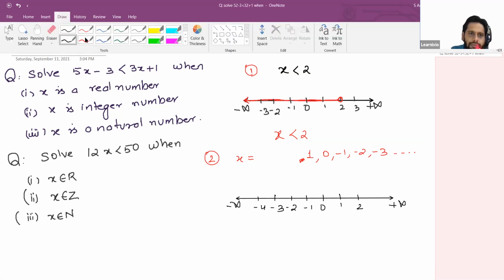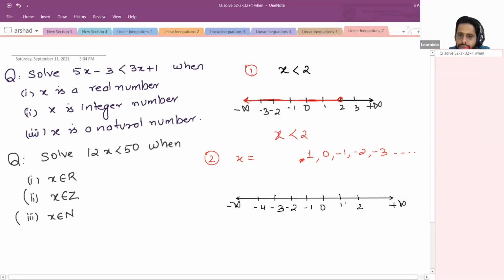We will choose a different color. Now our solution starts from 1, 0. So 1 is our solution, 0 is our solution, minus 1 is our solution, minus 2, minus 3, minus 4, and so on. Okay. Any doubt in this? No, sir. Okay, very good.